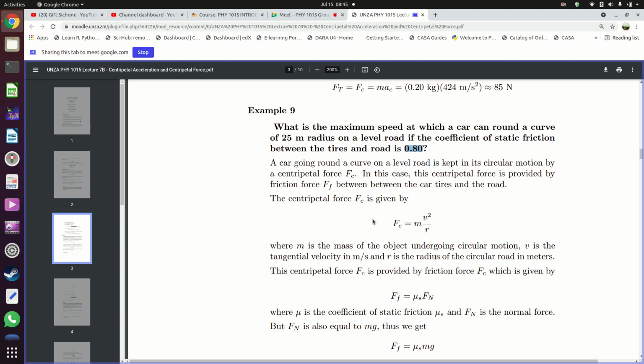Okay, so let's see how that happens. If a car is going to move around a roundabout, there has to be a centripetal force, and that centripetal force is provided by friction. The centripetal force Fc is equal to the mass of the car multiplied by the velocity with which the car is going to move squared, divided by the radius. So this is the centripetal force. This centripetal force, which keeps all the cars moving around the roundabout, exists because of the friction between the tires of the car and the road. So the centripetal force is provided by friction.